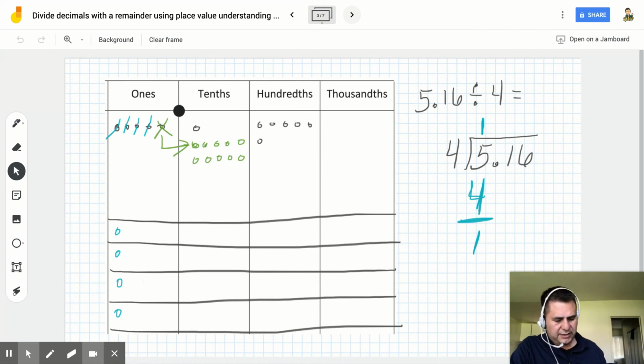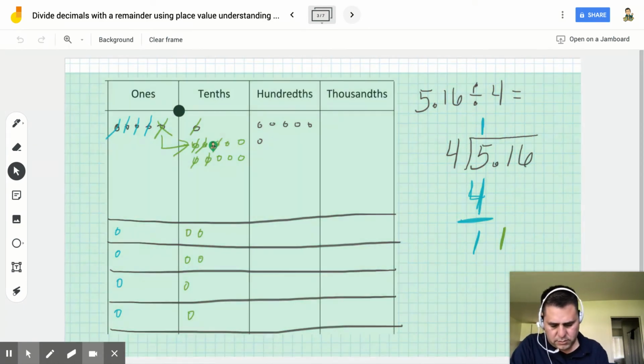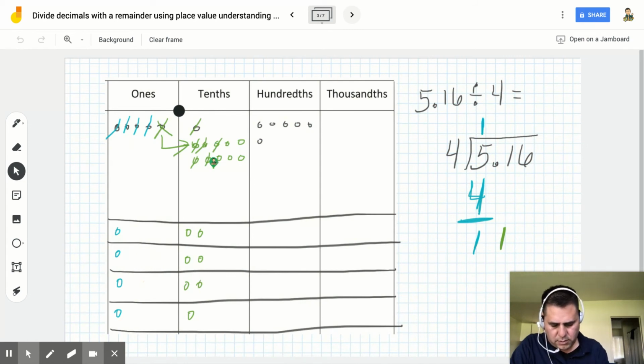In total, how many tenths do I have? 10 plus 1 is 11. I have 11 tenths. Now, what am I going to do? Divide this 11 tenths evenly into 4 groups. Let's do so. 1, 2, 3, 4, 5, 6, 7, 8.